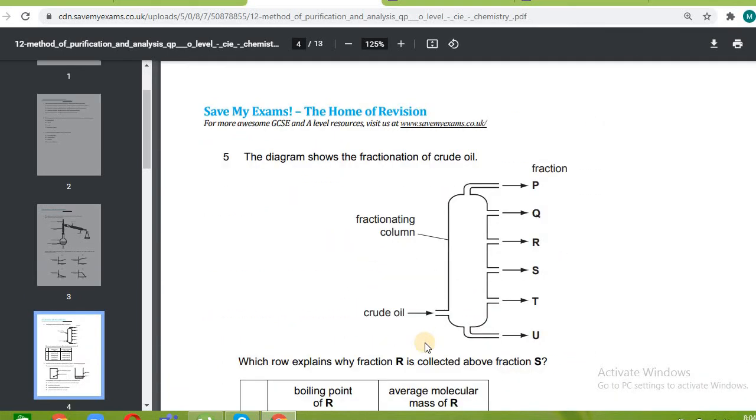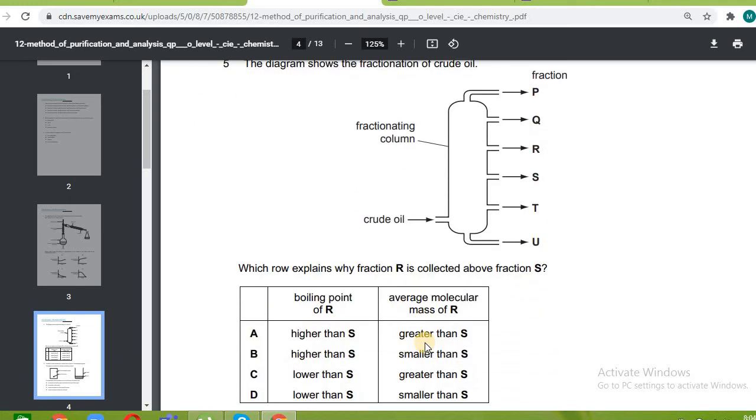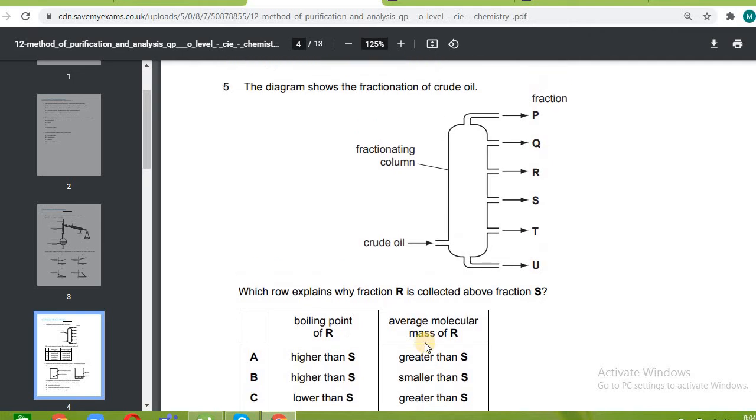In question number 5, they're showing us the fractionating column for separating the different fractions of crude oil. So the question is, which row explains why fraction R is selected above fraction S? Before approaching the correct answer, let me explain how this process works. The crude oil is first heated in a furnace to vaporize it, and then it is led to the fractionating column where the different fractions of the petroleum are separated on the basis of their boiling point.